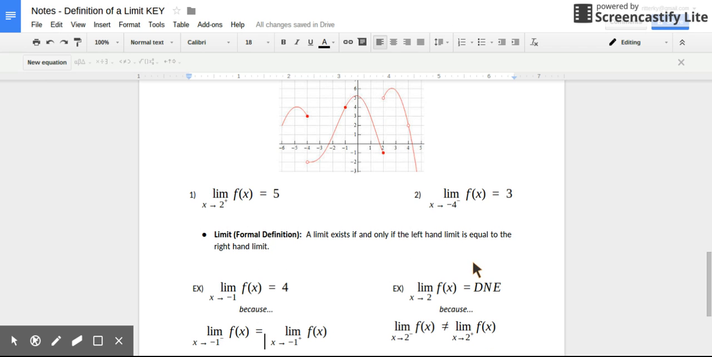So there's an introduction to limits and evaluating them graphically.